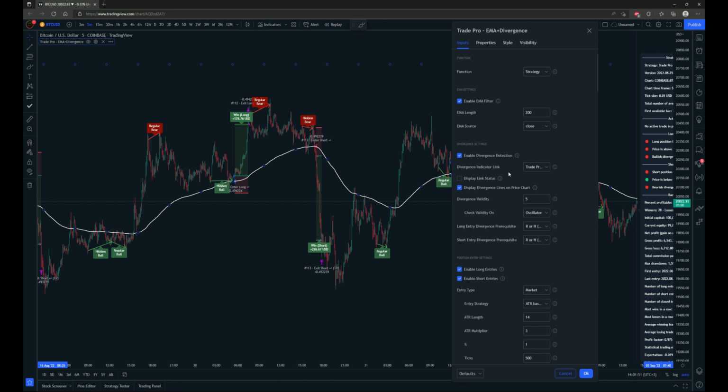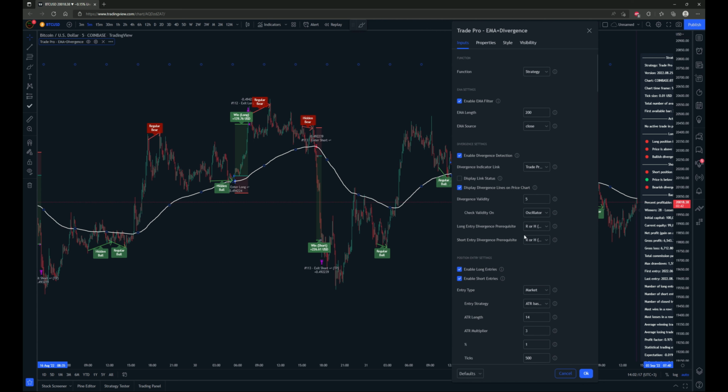Now the next section is the ability to link the divergence indicator to the actual divergence strategy like we went over earlier. So just going to skip over that. And then there's the displaying of divergence lines on the actual price chart, which is nice. It's these little visual aids where it labels and then shows a line where the divergence is actually being detected instead of just showing it on the divergence indicator itself.